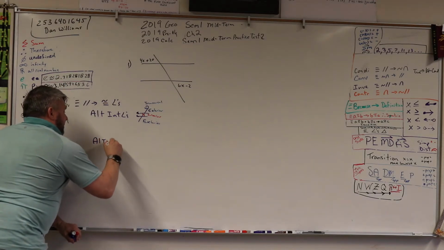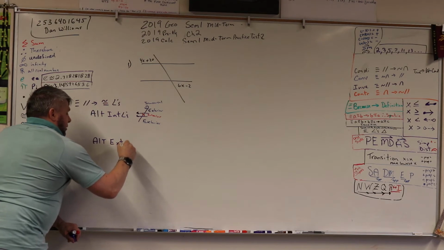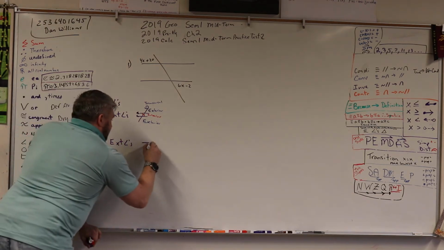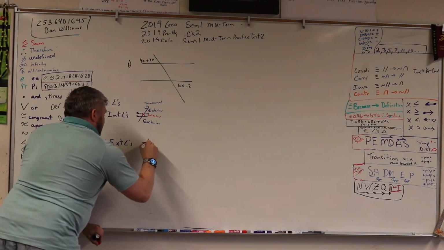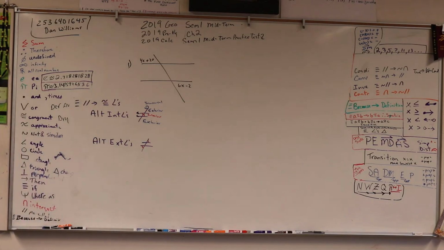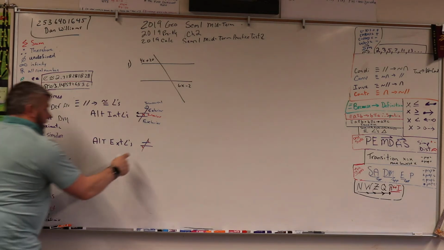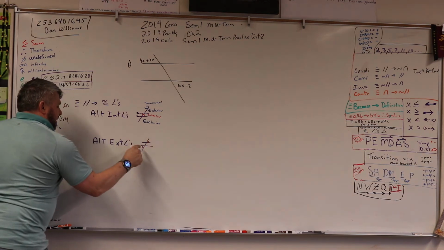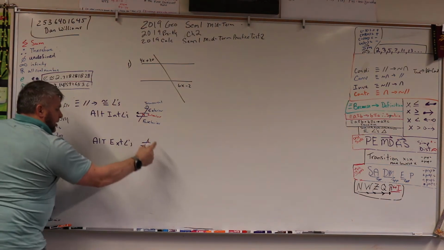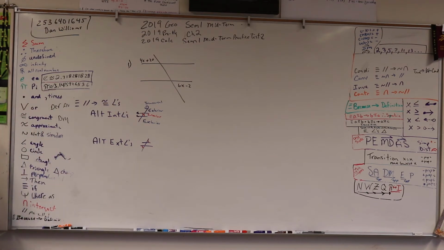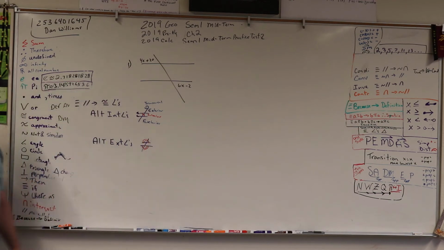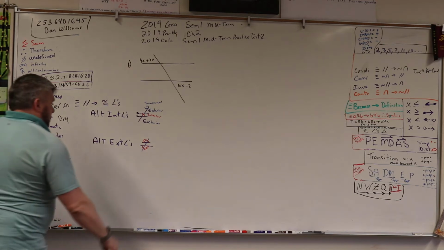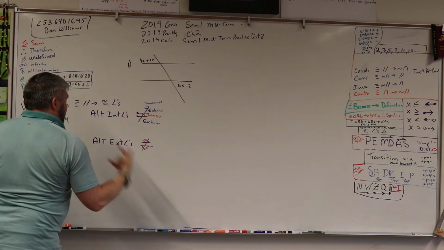Another set: alternate exterior angles. That means you have your transversal and you're alternating on either side, but outside. Outside alternating outside. In other words, these would be congruent to these. Does that make sense? Alright. Next.